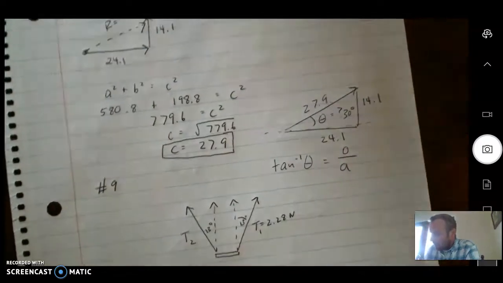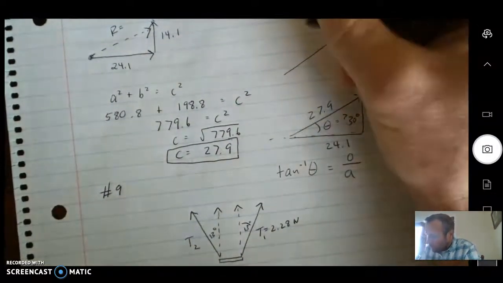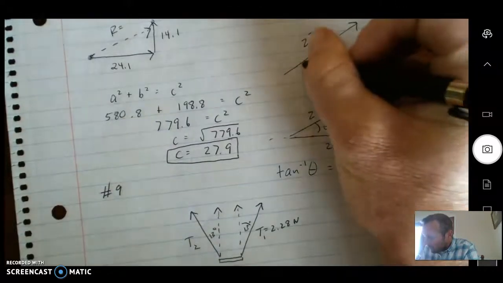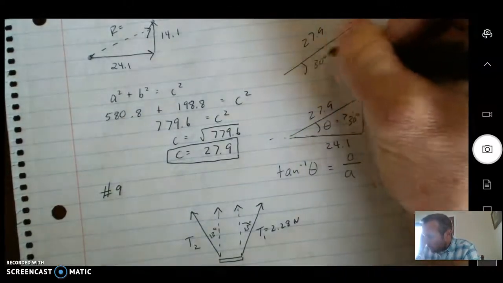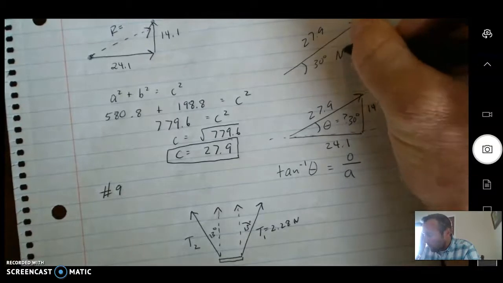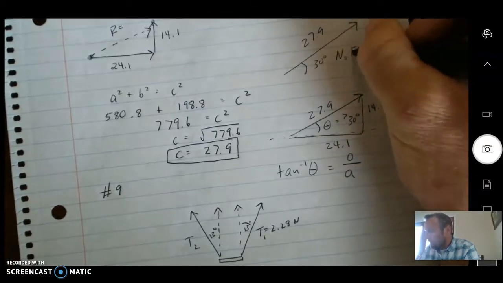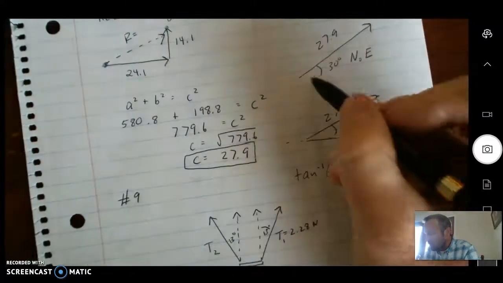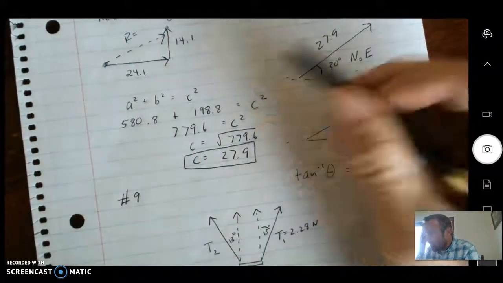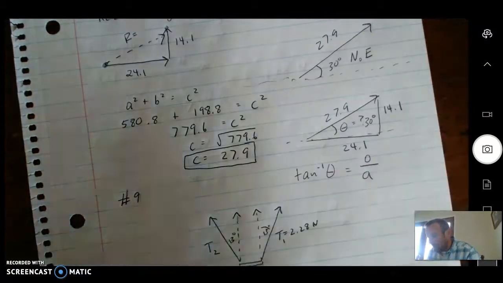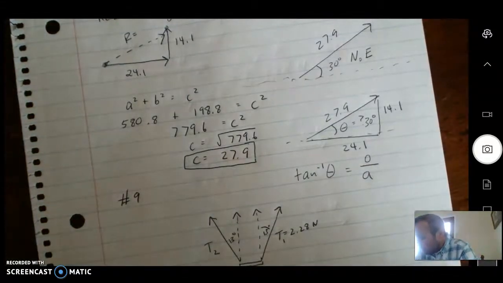I've got a force, 27.9 newtons at an angle of 30 degrees, and we would say north of east. So we're referencing the horizontal x-axis here. We'll also use a 360 degree directional system, but for now we're going to express our vector angles as north of east, or north of west, or referencing one of the primary xy axes.